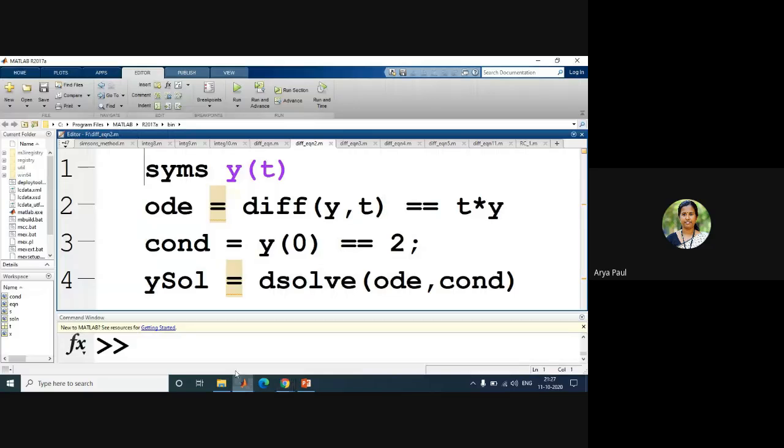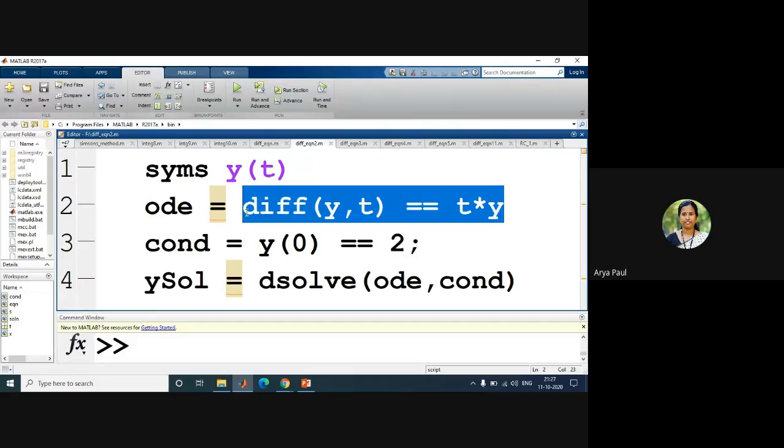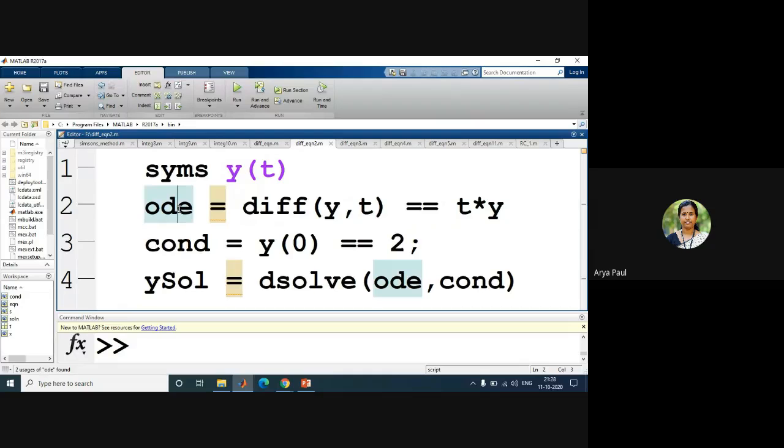So how can you do that? Here y of t, because t is the independent variable. Then I am differentiating dy by dt, dy by dt equal to, you must put double equal to, t times y. That means this is your entire equation, dy by dt equal to t into y, and you are putting it as a variable ODE, ordinary differential equation.